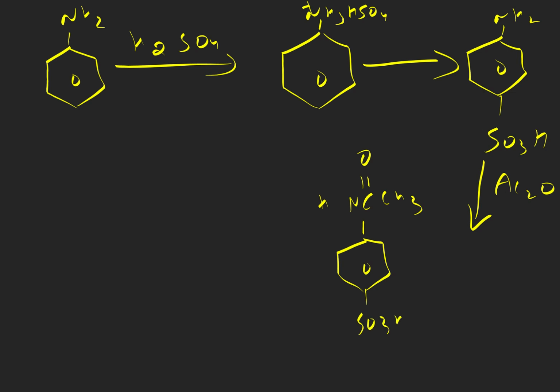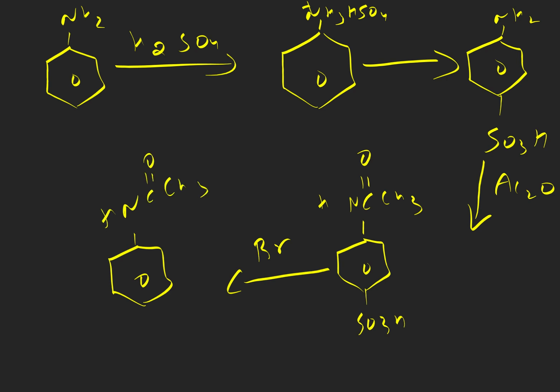Here we have SO3H. Now comes the bromine. So we get NHC double bond O CH3, with bromine at ortho. Then after reacting with base, we get NH2 and bromine. So by trick and by concept, both things I have explained here. So it is H, it is Br. This was the total set of reactions that has been mentioned here.